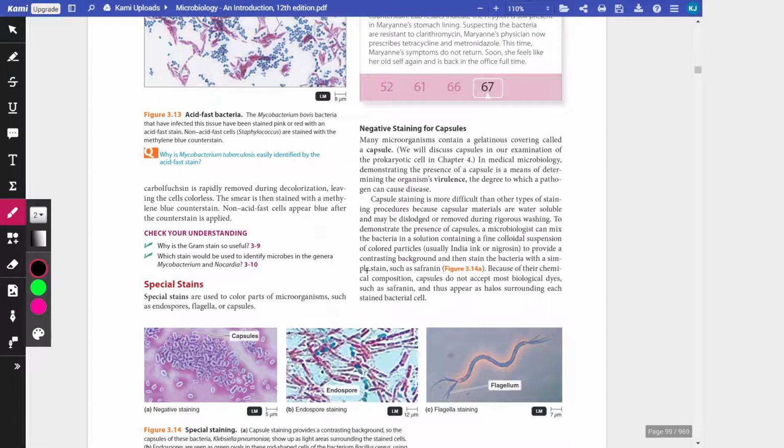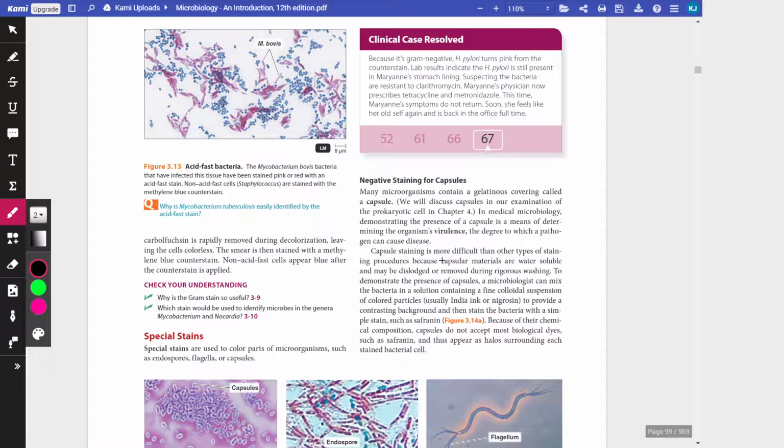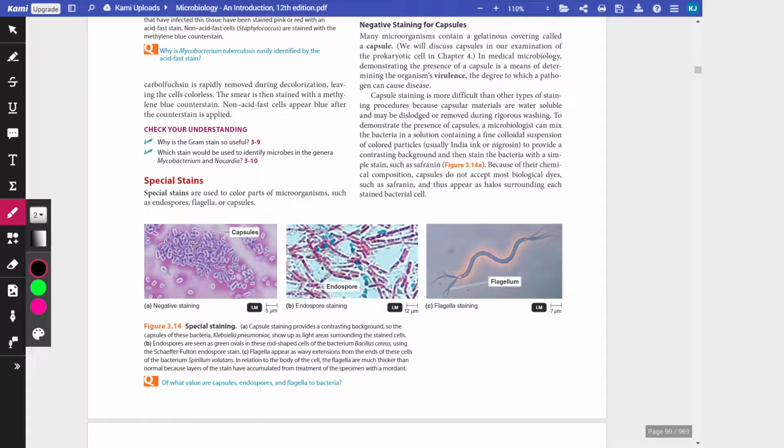Bit of a check your understanding, some questions to help make sure you understood the material you just read through about your gram staining and your microbes and your mycobacterium. Special stains are used to color parts of microorganisms such as endospores, flagella, or capsules, so you can see them. Negative staining for capsules. Many microorganisms contain a gelatinous covering called a capsule. Capsule staining is more difficult than other stain procedures because capsular materials are water soluble. Okay, looks like these are the capsules and they're trying to stain them so they can view these. You can see the flagellum and the spores.